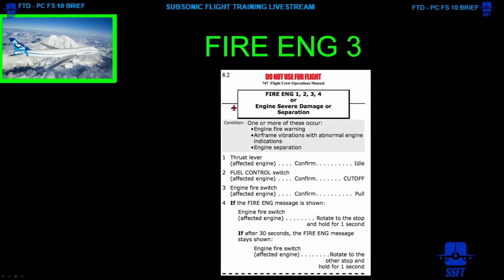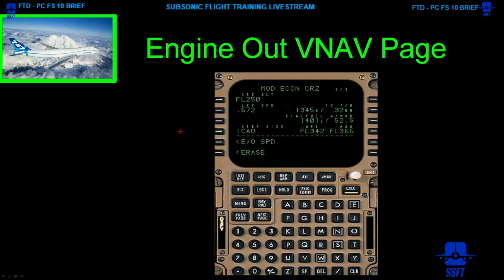And of course, once the engine is shut down due to fire or severe damage or separation, there's no restarting it, obviously, so it's shut down completely. We'll go to the engine out VNAV page. We've talked about that, and we'll execute that.